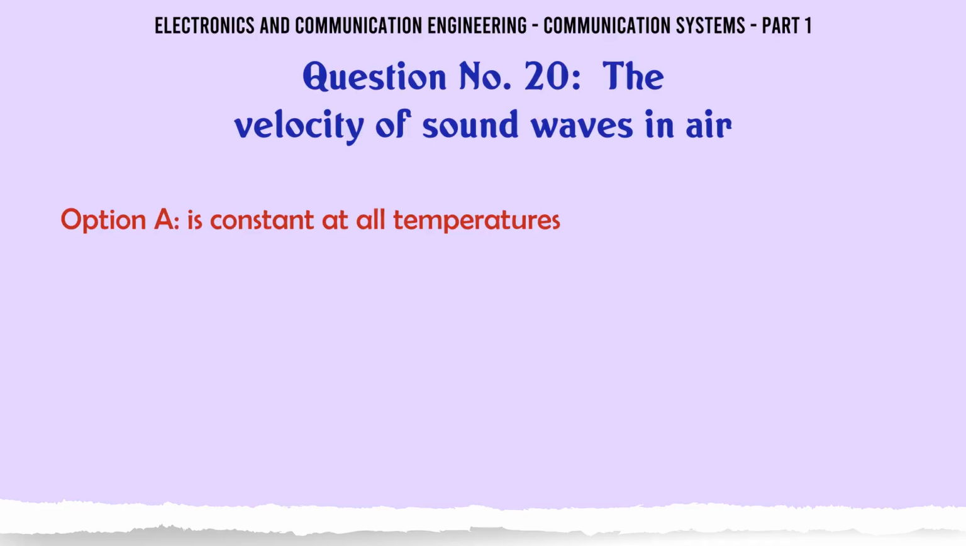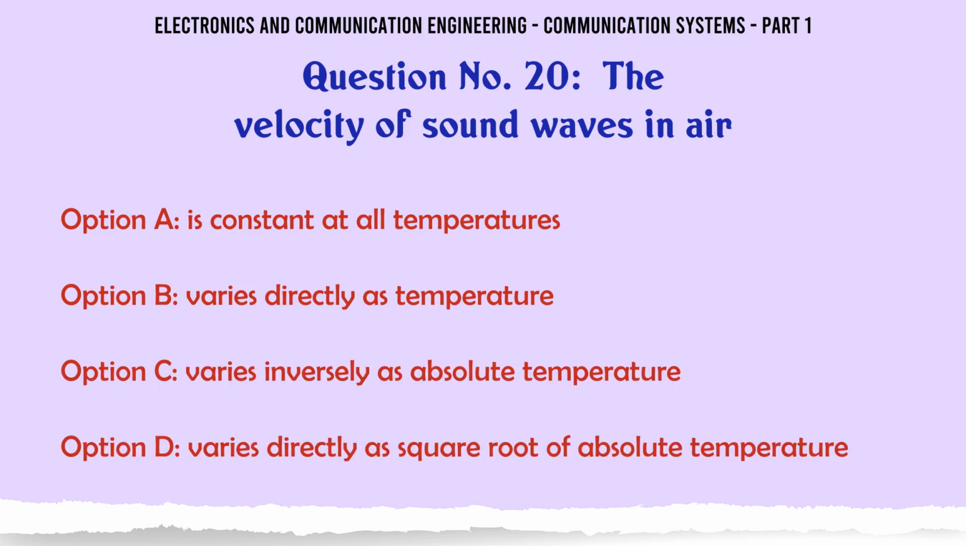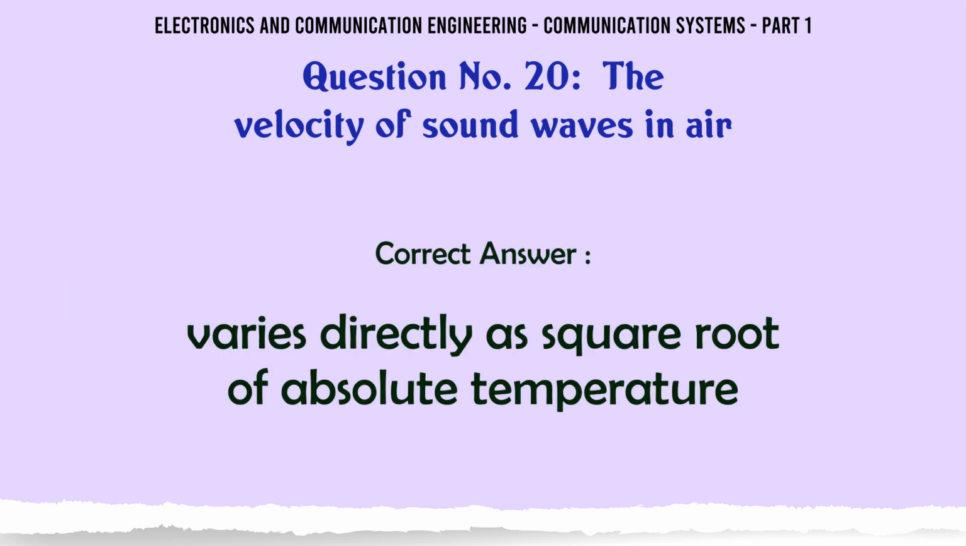The velocity of sound waves in air A. is constant at all temperatures. B. varies directly as temperature. C. varies inversely as absolute temperature. D. varies directly as square root of absolute temperature. The correct answer is varies directly as square root of absolute temperature.